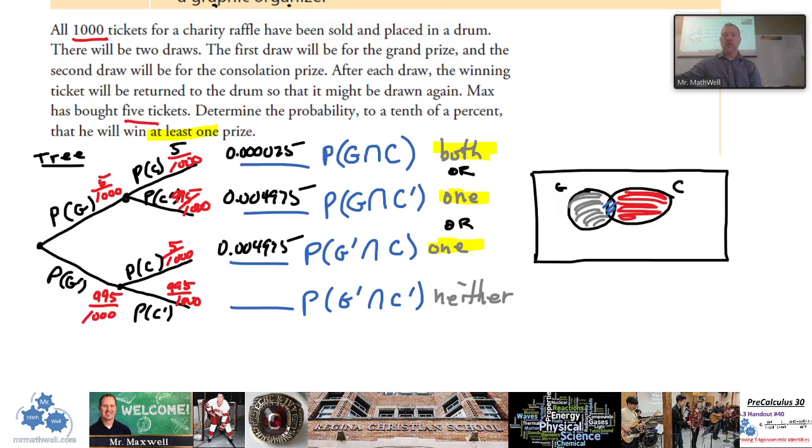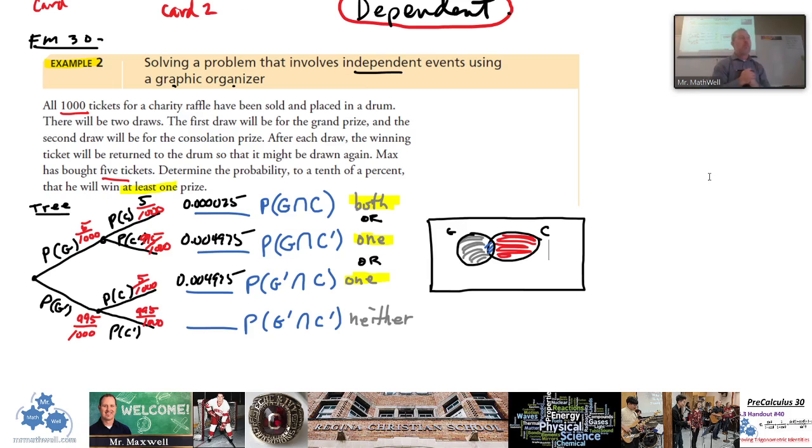So are these three overlapping, or are they three separate? What do you think? Okay, you think we're going to add them all because they don't seem to be overlapping, they seem to be separate. Okay, let me just show you the algebra part of it.